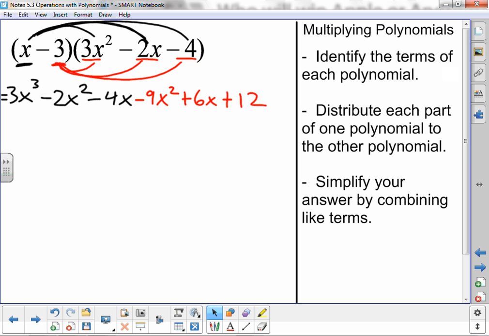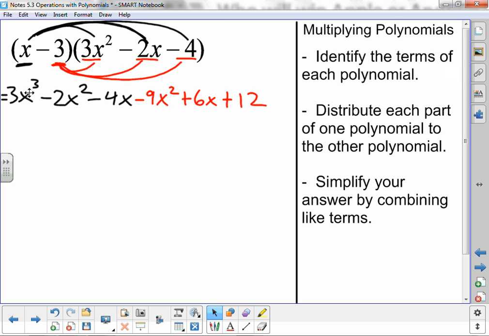Now, as you can see, we distributed the x to all 3 terms of the second group. Then we took the second part of the first group and multiplied it to all 3 terms of the second group also. So we distributed both of the terms that were part of the first group. Now we're done because there's no more terms to distribute. So now all we do is take a look at it and combine our like terms.